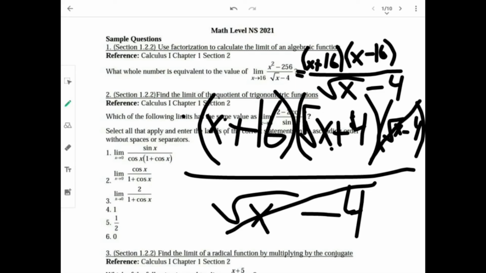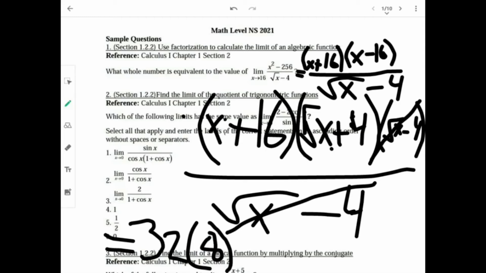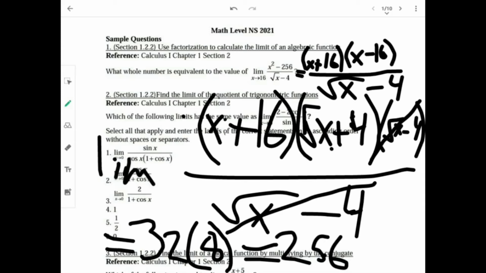Now you just plug in 16, so this will be equal to 32 into root 16, which is 4 plus 4, so 32 into 8, which will be 256. So that is your answer, and this is the limit. That is the limit as well. So in the written, don't forget to put the limit as this limit symbol. Okay, next question.